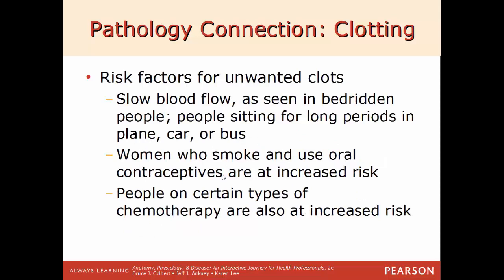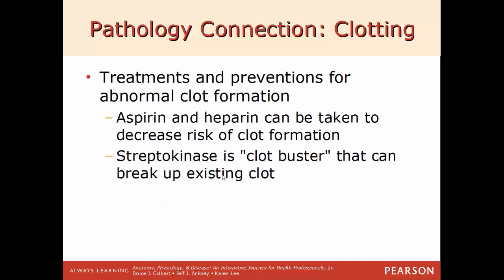Risk factors for unwanted clots: slow blood flow, such as people who are bedridden, people who sit for long periods of time in a plane or a bus or a car, women who smoke and who use oral contraceptives are at a higher risk than other women, and people who are on certain types of chemotherapy drugs are also at an increased risk. Some treatments and preventions from an abnormal clot formation: aspirin and heparin can be taken to decrease clot formation. Streptokinase is known as a clot buster that can break up an existing clot.